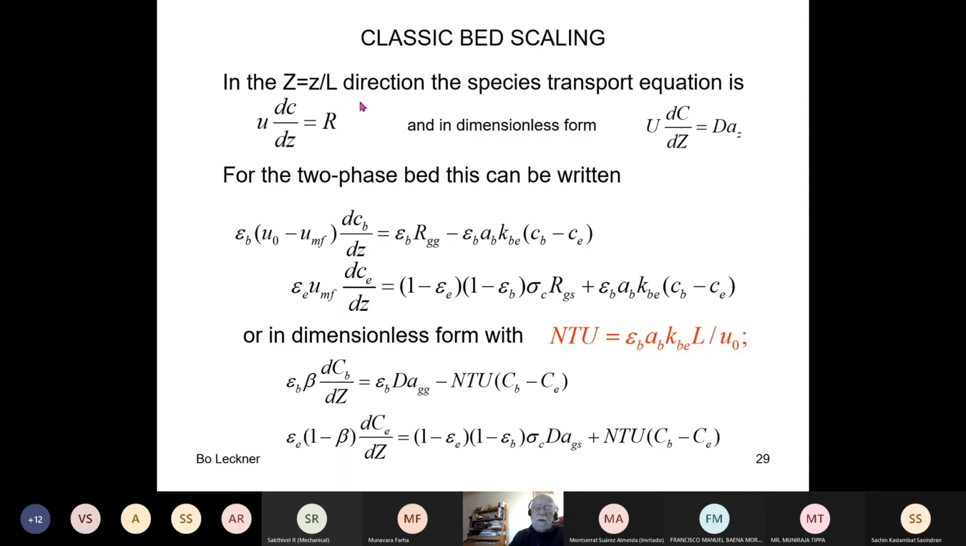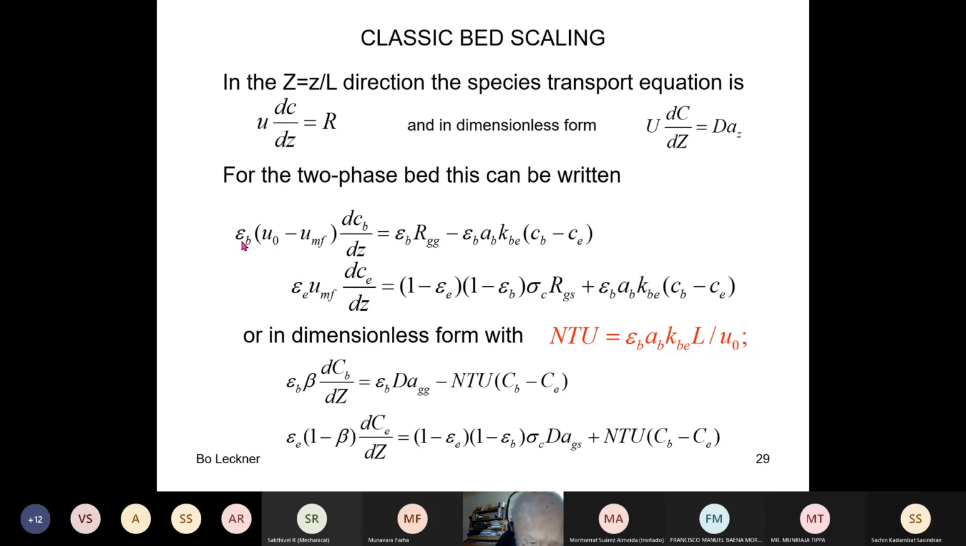So here we have scaling in the vertical direction, as I have shown before. This is the dimensionless form of this. But here we have to separate it into two phases. We have the particle phase, and we have the bubble phase, and this is the particle phase. This is the emulsion phase.